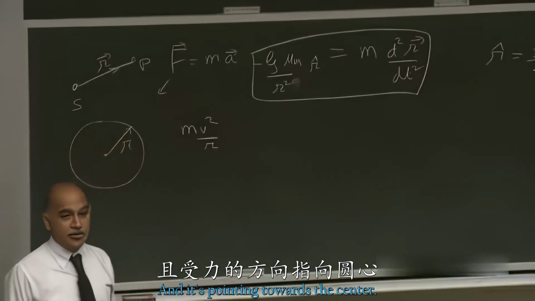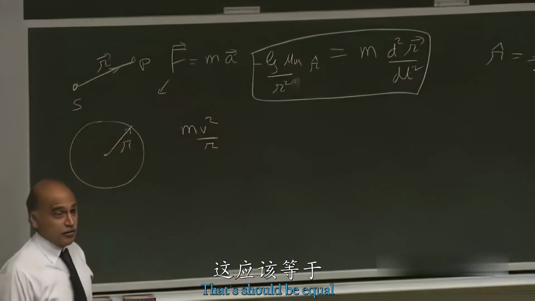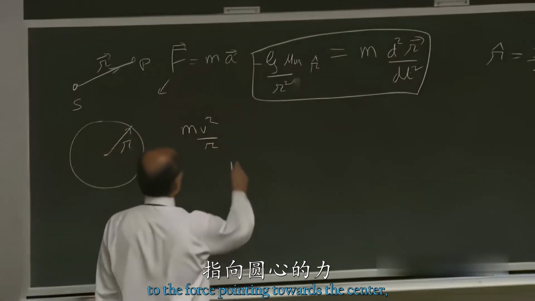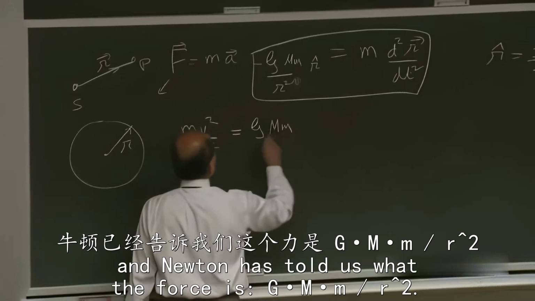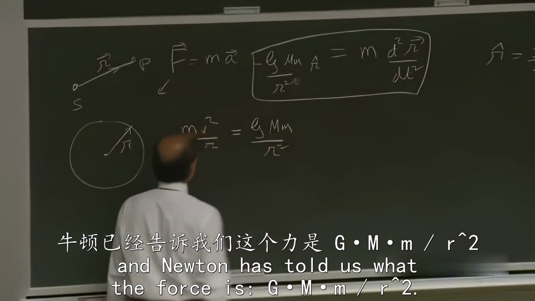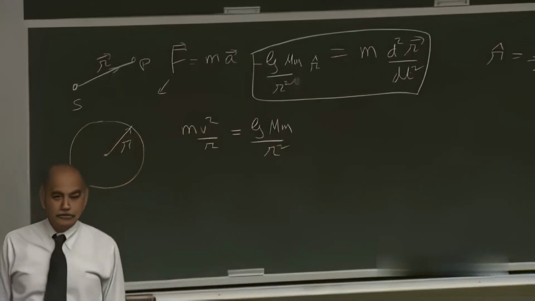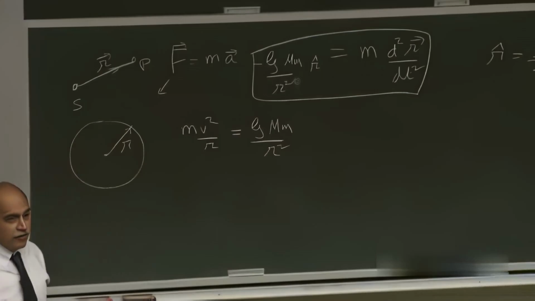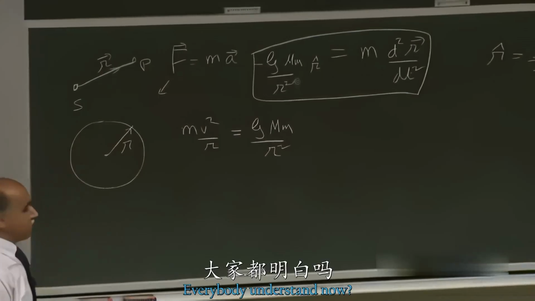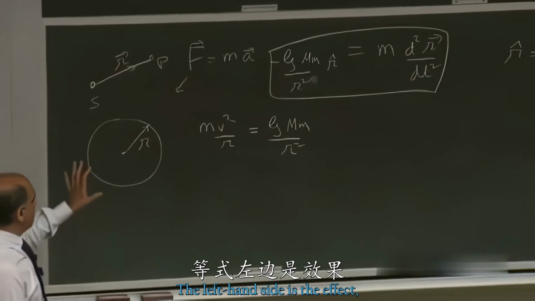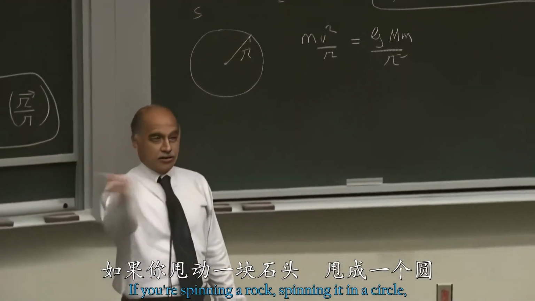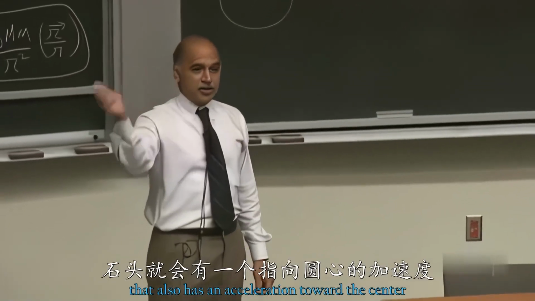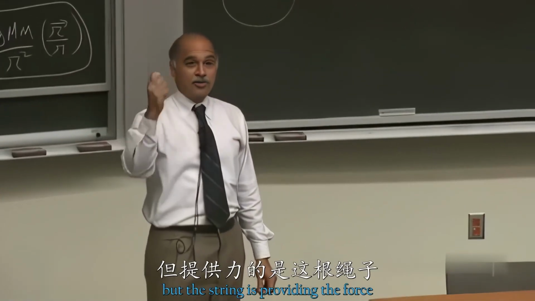And it's pointing towards the center. That should be equal to the force pointing towards the center. And Newton has told us what the force is. It's GMm over r squared. Everybody understand now? The left-hand side is the effect, the right-hand side is the cause. If you're spinning a rock in a circle, that also has an acceleration toward the center, but the string is providing the force.